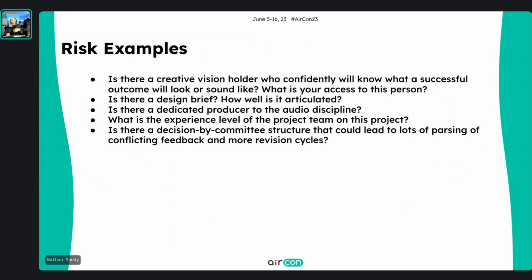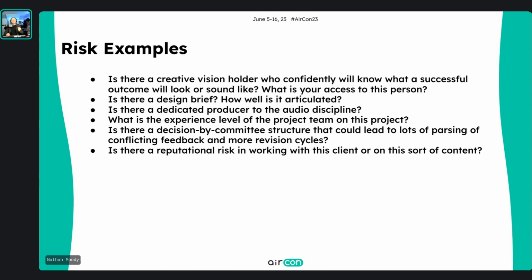Is there a decision by committee structure that you might have to contend with? That might, rather than having a single point of contact, you get a shotgun blast in the face of conflicting feedback, and you have to figure out how to parse that, how to navigate those personalities who are giving all that feedback. This is where your work can turn very quickly from sound design into client therapy, which has value. Trust me, I know. But that's a different kind of project, and it involves a lot more hand-holding and negotiation with your client.